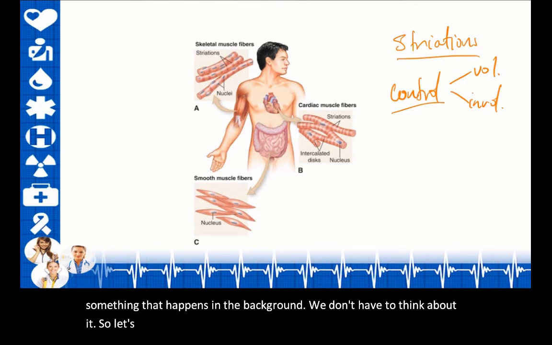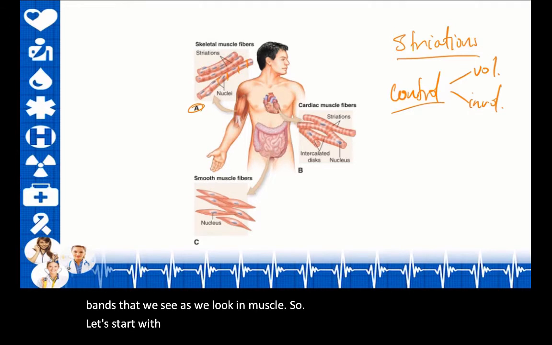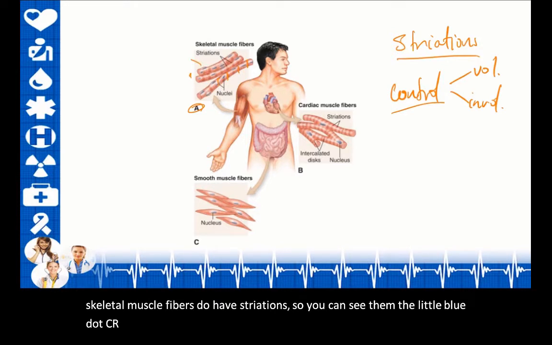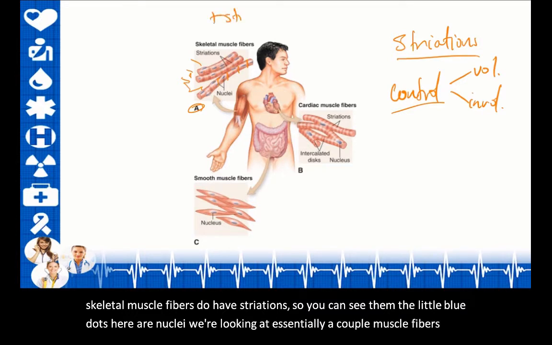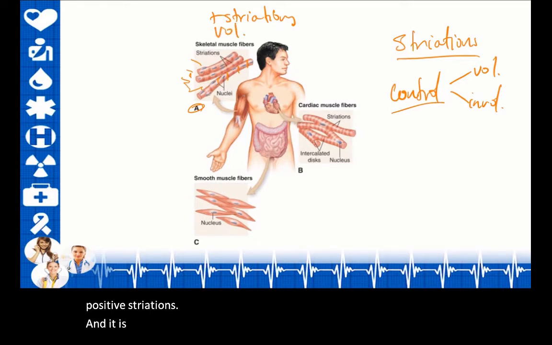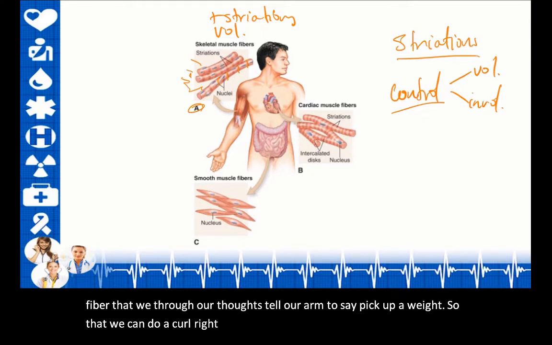So striations is essentially talking about the lines, the bands that we see as we look in muscle. So let's start with our figure A up here, showing skeletal muscle fibers. So skeletal muscle fibers do have striations. You can see them. The little blue dots here are nuclei. And we're looking at essentially a couple muscle fibers. So positive striations, and it is voluntarily controlled, right? Skeletal muscle fiber is the muscle fiber that we, through our thoughts, tell our arm to say, pick up a weight so that we can do a curl, right? So that's all consciously controlled.